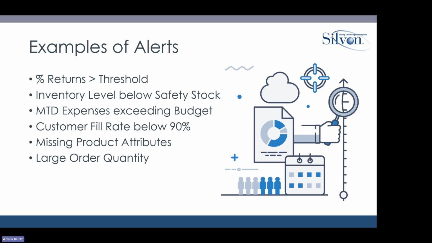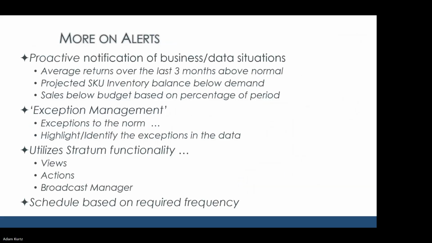And of course, getting data into Stratum is not that hard to do. So again, proactive notifications of business data situations. These are different types of things that you could set up: average returns over the last 3 months above normal, projected SKU inventory balances below demand. Again, more ideas on alerts. Sales below budget based on percentage of year to date, monthly, a certain time frame. Again, all kinds of different options are available.